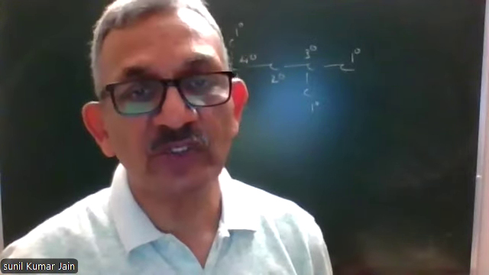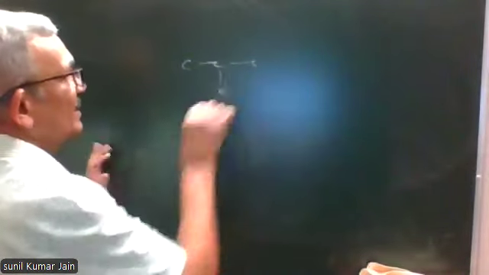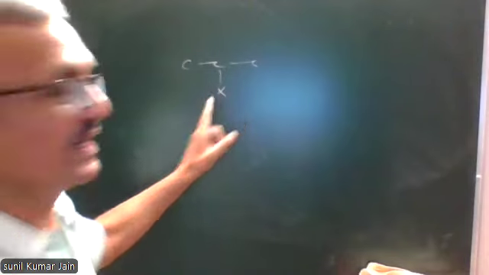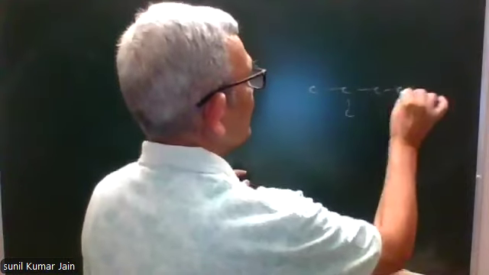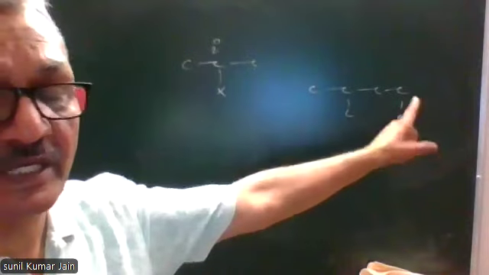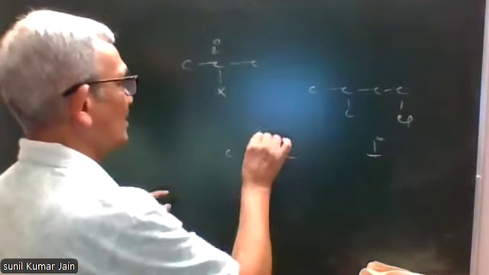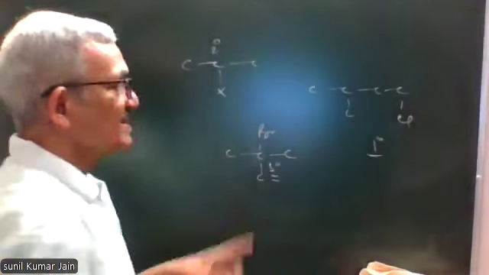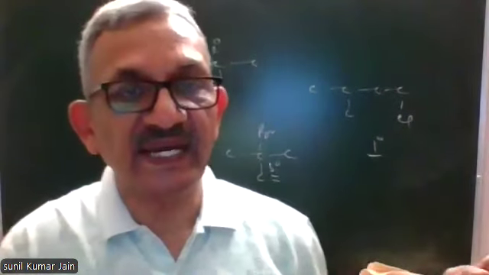So if halogen is attached to a primary carbon atom, we call it primary alkyl halide. Similarly, secondary or tertiary alkyl halide. So I can say this is secondary alkyl halide. Halogen is attached to a secondary carbon atom. This is primary alkyl halide. Halogen is attached to a primary carbon atom. This is tertiary alkyl halide. So first category was alkyl halides.